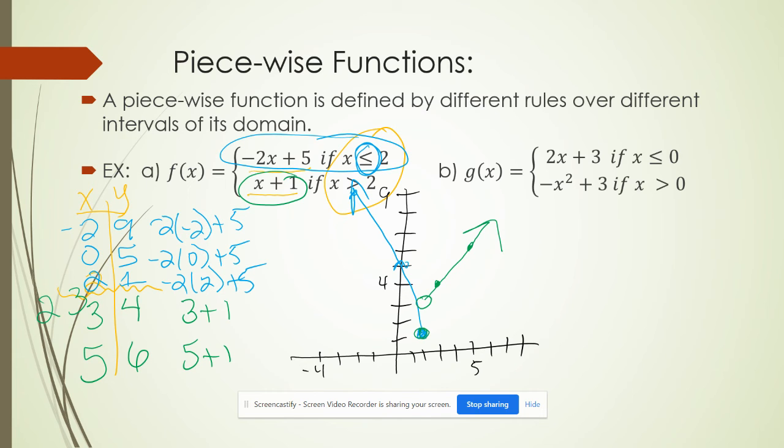And so there is my graph. The blue is our top rule. It's filled in because of the equal to. The green is the bottom rule. And at 2, it is an open circle there at 3 because it is not equal to here.